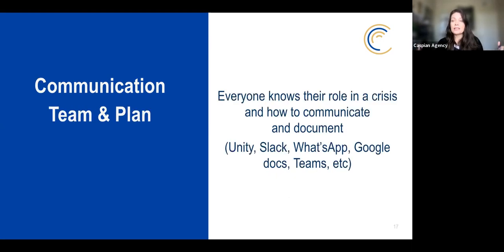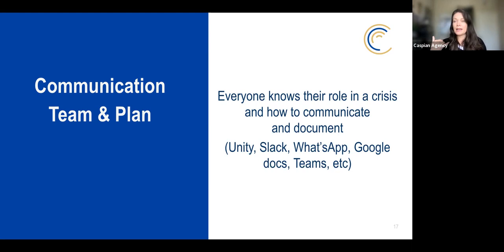And then if something does happen, let's say like that or anything else, the biggest thing is to make sure everyone knows their role in a crisis. And even more importantly, how do they communicate what's happening and how do they document it? We have a host of tools that we use, but how we use them in a crisis might change.